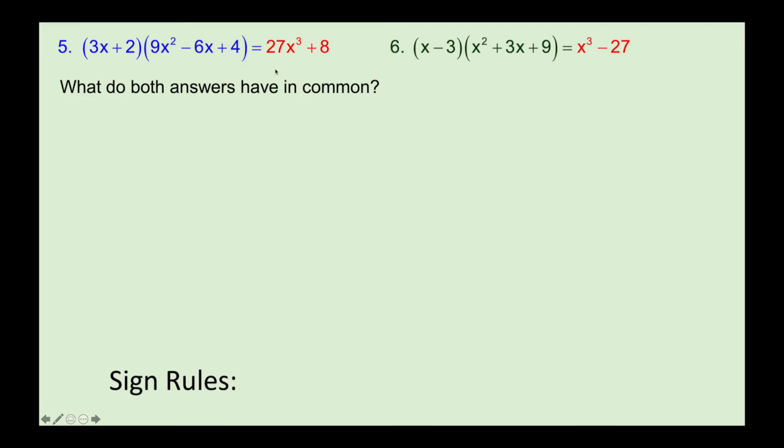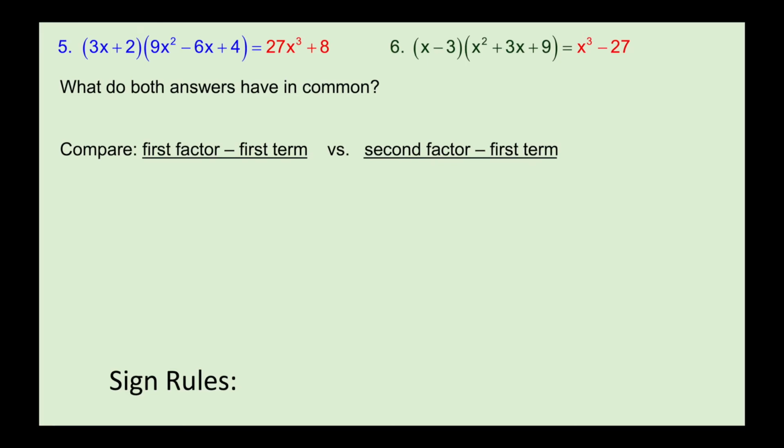Now we want to look at the 2 answers that we just got and do some comparisons. And so we compare the first factor, first term, which is 3x, to the second factor, first term. So I'm looking at 3x and 9x squared. And over here, I'm looking at x and x squared. And I kind of want to see how would I move from 3x to 9x squared, and how would I move from x to x squared? Well, what I would do then is just square it. So 3x in parentheses squared would give me 9x squared. X squared would be x squared.